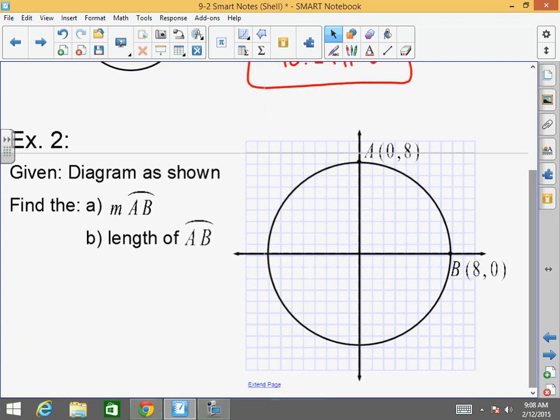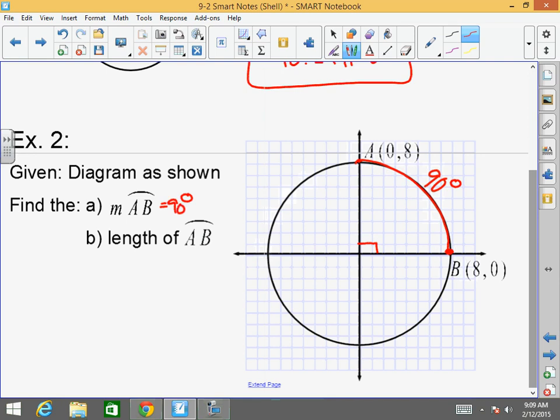Next, find the measure of AB. Okay, measure, we're talking about degrees. Length, we're talking about distance. So on an XY axis, this central angle is 90. So if this central angle is 90, my arc measure is equal to the central angle, which is 90. So this is 90 degrees.